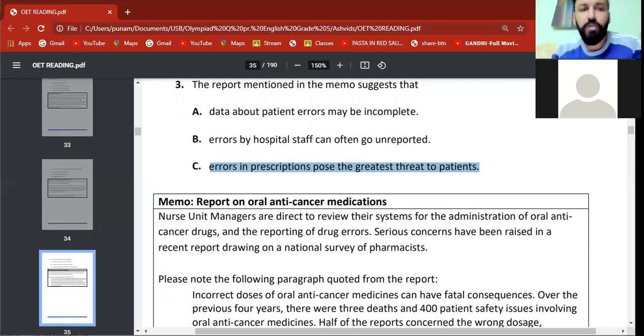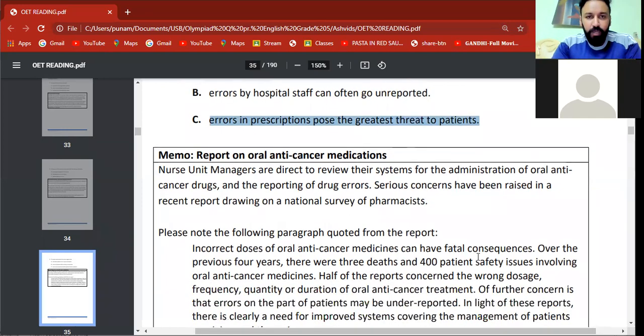So first one is going to be incomplete data. Okay, second is unreported errors. Then greatest threat to patients. Okay, let's just say patient threats. Threats to patients. So now try to answer this.